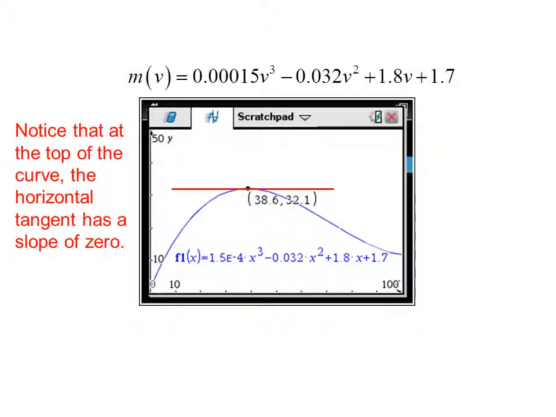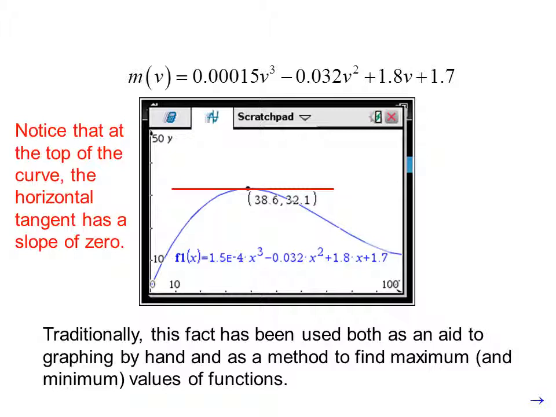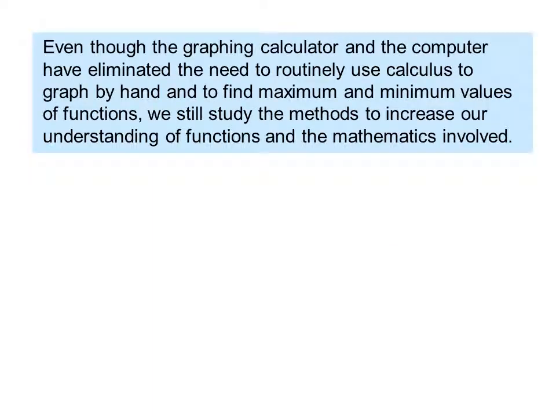Notice that at the top of the curve, the horizontal tangent has a slope of 0. Traditionally, this fact has been used both as an aid to graphing by hand and as a method to find maximum and minimum values of functions. Even though the graphing calculator and the computer have eliminated the need to routinely use calculus to graph by hand and find maximum and minimum values of functions, we still study the methods to increase our understanding of functions and the mathematics involved.